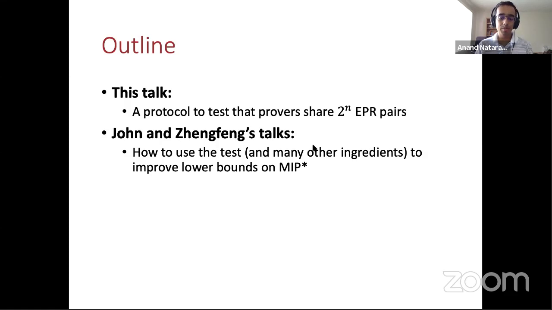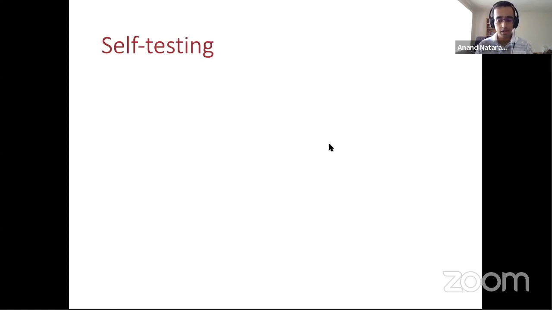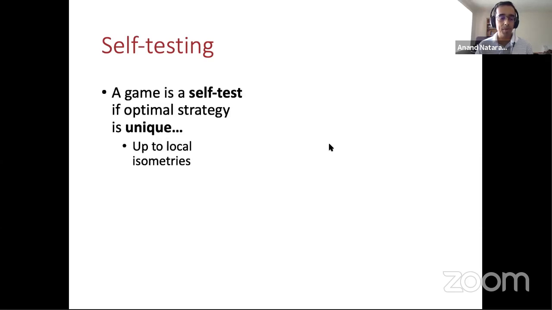Okay, so with that said, I'm now going to switch over to telling you about how we're going to construct this protocol to test 2 to the n EPR pairs. We already saw some definitions of this, but I'm going to review just in case you weren't in the previous talk. What is this notion of testing EPR pairs that I want to use?